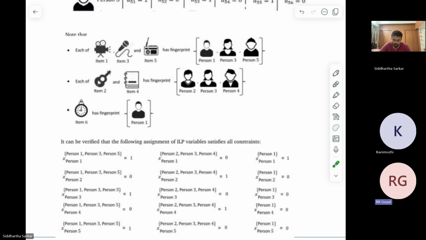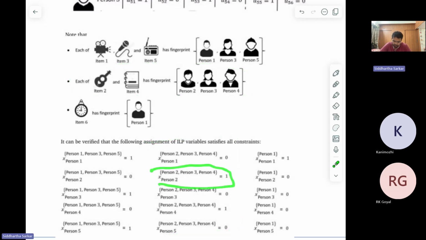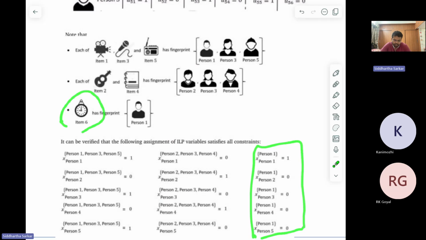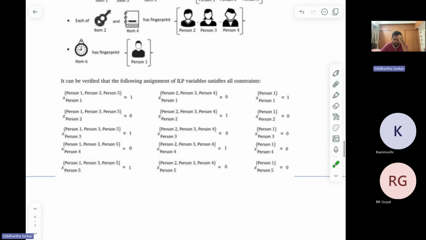Similarly, this is a pool of items with fingerprint 2. Person 2 receives one item and person 4 receives one item. That is the meaning of this set of equations. And this set of equations says that from the third pool of items, that is the clock, it is given to person 1. Okay, fine. So now this is an envy-free thing. That is a different issue. But the question is not that.